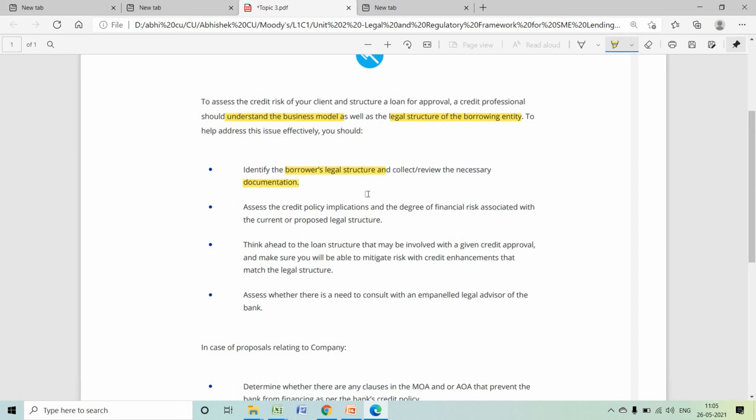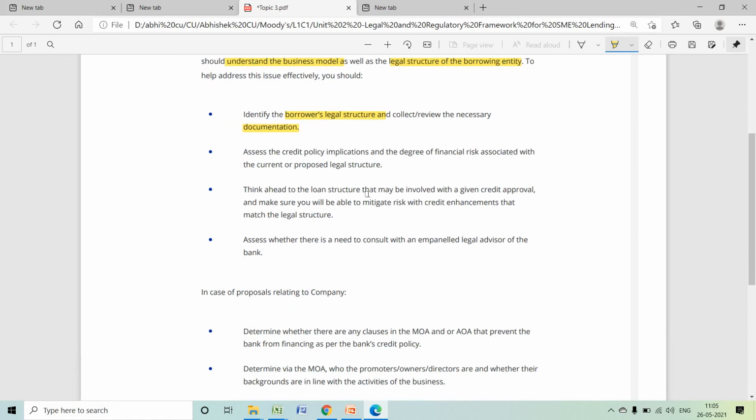So you should collect documentation on the basis of the legal structure of the borrower, and you should actually analyze that. You have to read it very thoroughly. If you are lending to a partnership firm, then you should ask for the partnership deed. If you're lending to companies, then you should ask for the memorandum of association, articles of association, certificate of incorporation, etc.